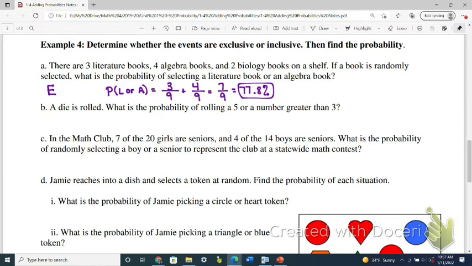If I read B, a die is rolled. What is the probability of rolling a 5 or a number greater than 3? So we ask ourselves, can 5 and a number greater than 3 happen at the same time? Yes, they can, because 5 is a number greater than 3. So these are inclusive. So the probability of 5 or greater than 3. The probability of 5 is 1 out of 6. The probability of greater than 3.